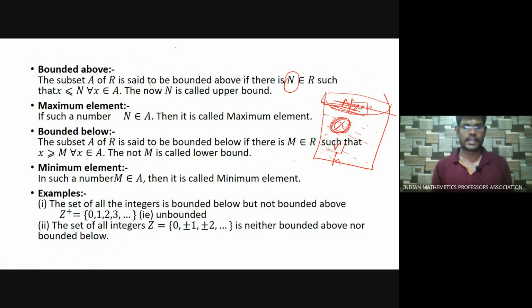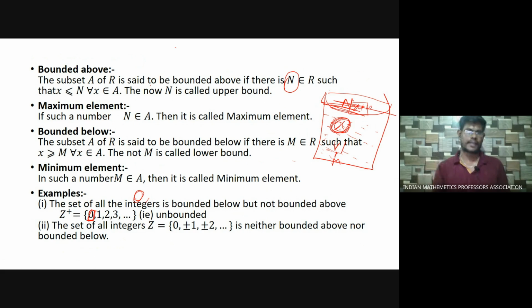Okay, so here we have some examples. The set of natural numbers is bounded below, but not bounded above. That means here we have 0, 1, 2, 3. We know about 0. The minimum element is 0, but we don't know about the maximum element. That's why this is bounded below. It's not bounded above.